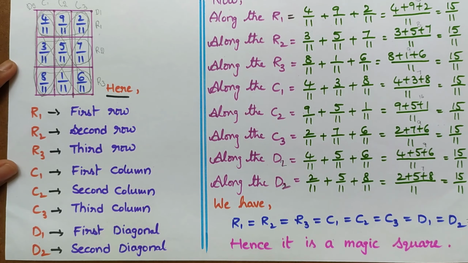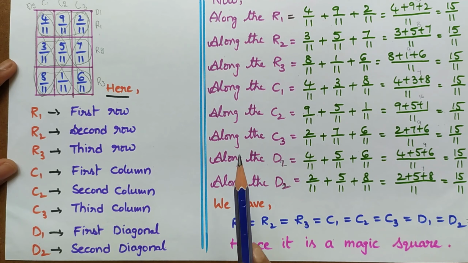Is it clear, friends? R1 is 15 by 11, R2 is 15 by 11, R3 is 15 by 11, C1 is 15 by 11, C2 is 15 by 11, C3 is 15 by 11, D1 is 15 by 11 and D2 is 15 by 11. So R1 equal to R2 is equal to R3 is equal to C1 is equal to C2 is equal to C3 is equal to D1 is equal to D2 is equal to 15 by 11.